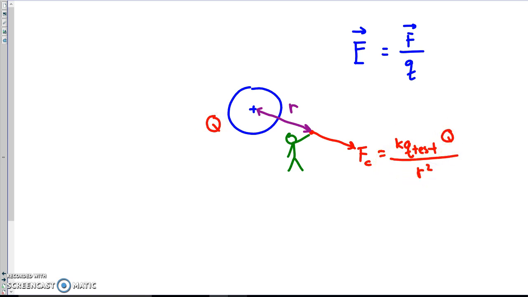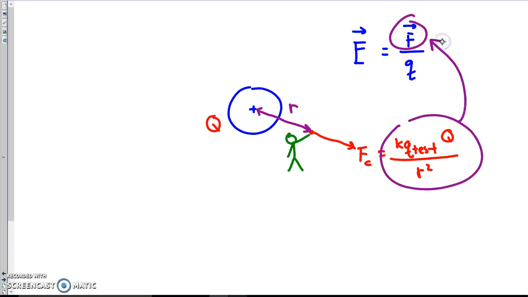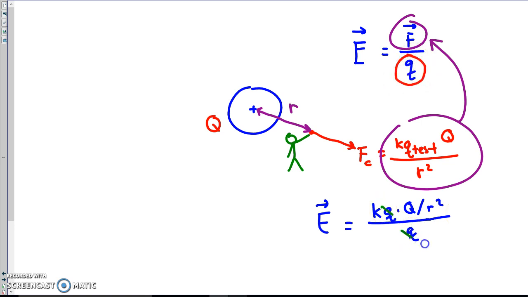But if we take this equation and replace the force up top with this big expression, what do we get? K times Q test times big Q over r squared, all divided by the test charge, Q test. So the test charge cancels out, and the electric field strength due to a single source charge, like a big sphere, is E = KQ over r squared.